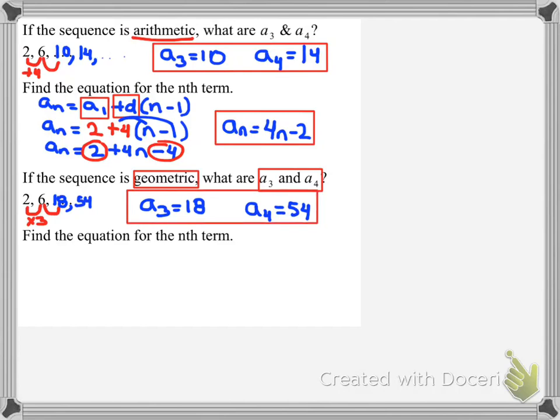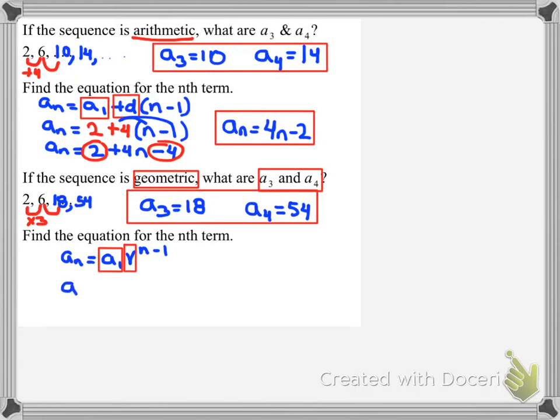Now it's asking you to find also the equation. So this is a geometric sequence, so we need to use the formula. That will give us a sub n is equal to a sub 1 times r to the n minus 1. And I'm going to go and plug in the information. I'm going to plug in a sub 1 and I'm going to plug in the r.